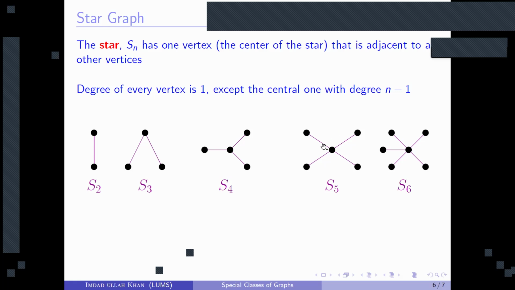So if you look at S5 or S6, that's that kind of thing: there is a central hub, a central point where everyone else is connected. So this makes up this type. Sometimes these types are also called topologies. So this is a type or topology of a graph. How many edges are there? This has exactly the same number of edges as the path graph, n minus 1.